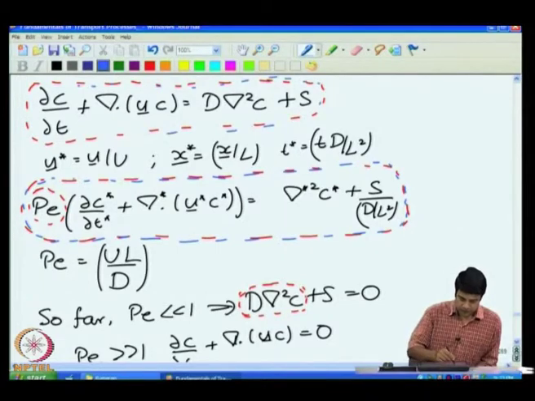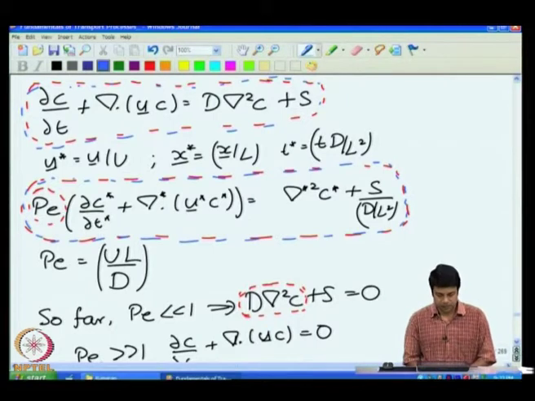Right on top, it has a time derivative dc by dt plus the divergence of velocity times concentration is equal to D times the Laplacian of concentration plus any sources or sinks. If I scale the velocity by a characteristic velocity capital U and length scale by characteristic length L, then I get a scaled equation which ends up having a Peclet number in it, the ratio of convection and diffusion. Peclet number is UL by D. D of course is a diffusion coefficient which has dimensions of length square per unit time. So, this is dimensionless.